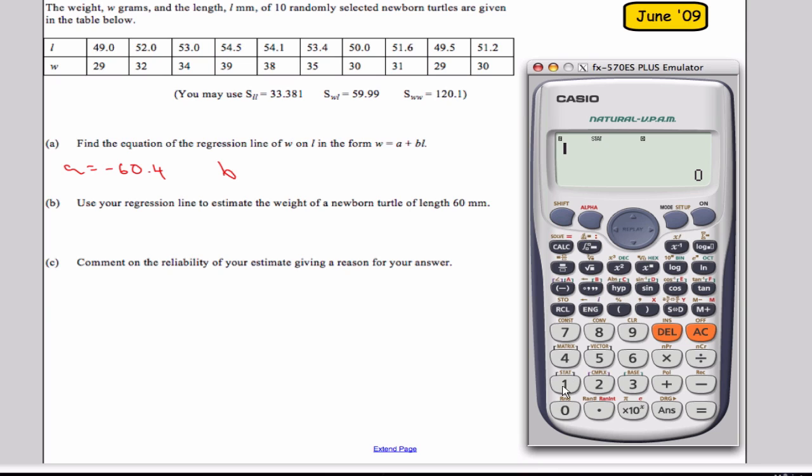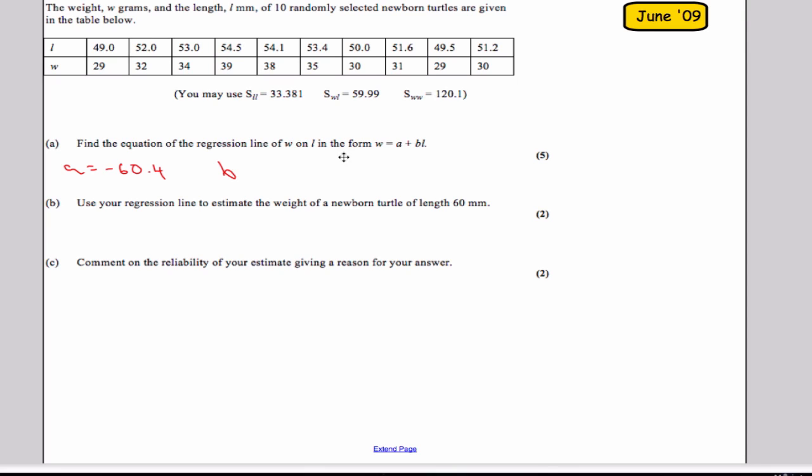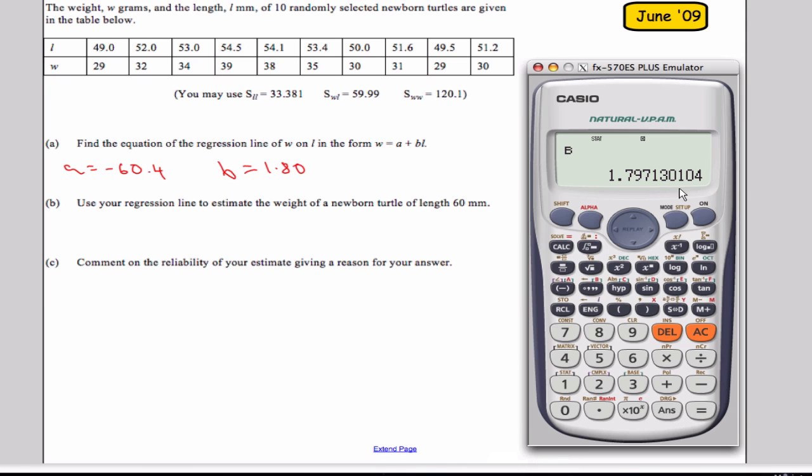So Shift, Stat, option 5 for regression. Option 2 is going to give me B. And B equals 1.797. So let's go to 3 significant figures, which will be 1.80. B equals 1.80. Just to clarify there, if I'm going to 3 significant figures, I want to round to this figure here. So looking at the 7, I have to round up, which adds 1 onto 9, which subsequently adds 1 onto the 7.